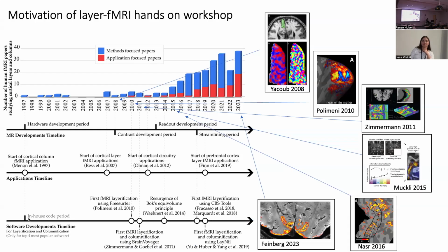With respect to layer-fMRI analyses, I think the first decades were really just having custom tools where everybody did their own thing, which is still going on to some degree. The first real pipeline, I think, came from John in 2010, pretty much almost at the same time as the 3D grids from Rainer. The next milestones in acquisition and analysis were the equivolume principle, which got a lot of attention, which then moved on further towards streamlining.